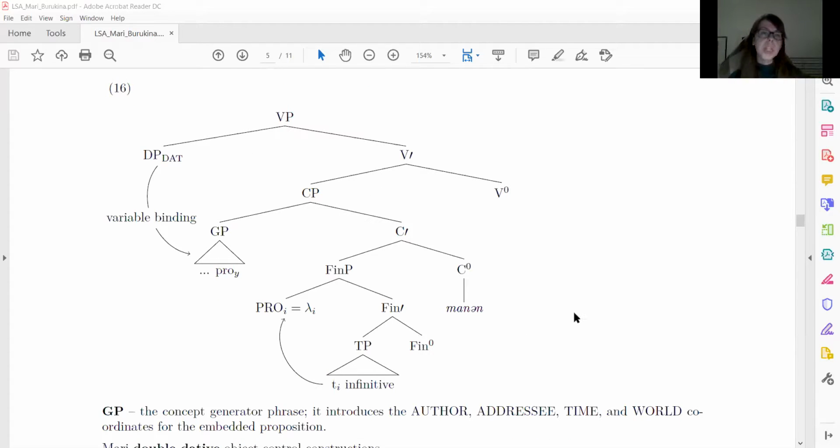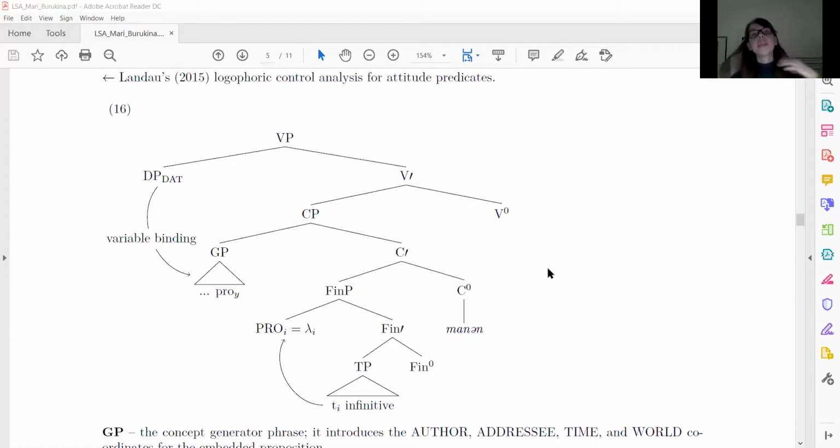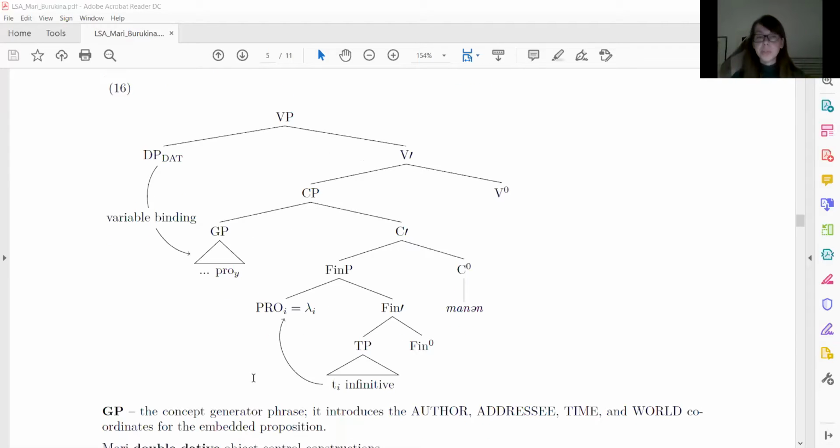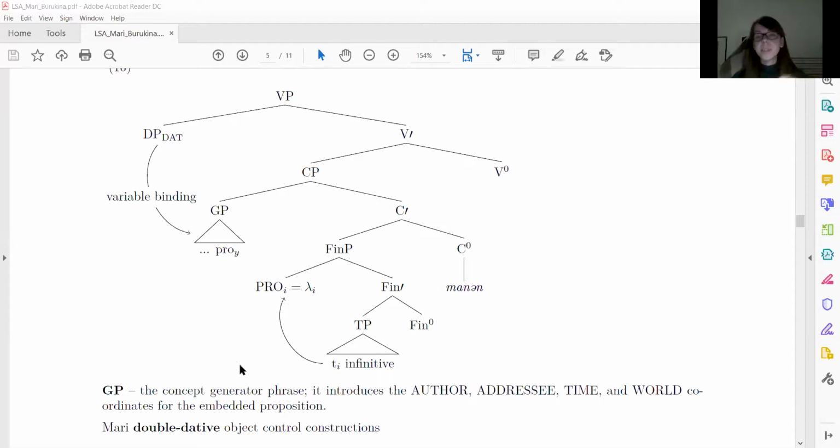So here in 16, you can see basically Landau's structure for such constructions. And what is important here is this GP component that we can see in the specifier of embedded CP. So the idea is that when you have this matrix attitude predicate and it embeds a CP, that CP is propositional. And at the left periphery of that propositional CP, we have the so-called concept generator phrase. And that phrase introduces the 4 discourse-related coordinates or variables for that embedded proposition: the author, the addressee, the time, and the world. And at least some of those coordinates can actually be syntactically projected.